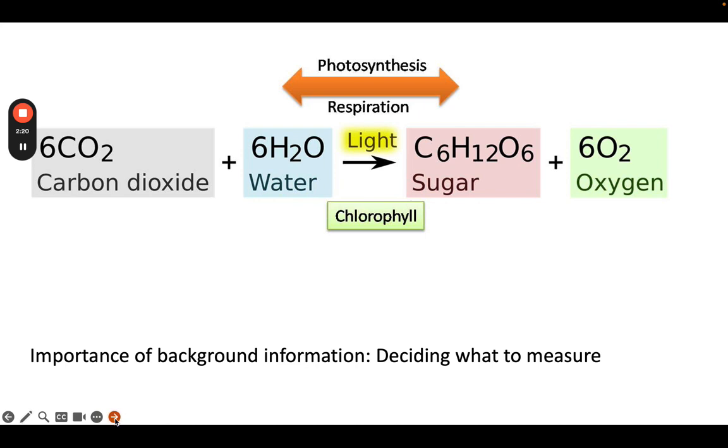But I might have to do some research. So photosynthesis is this process where plants take carbon dioxide and water, convert them into sugar and oxygen. The question is, what do I measure? See, plants are making sugar and they're making oxygen, but plants use sugar.